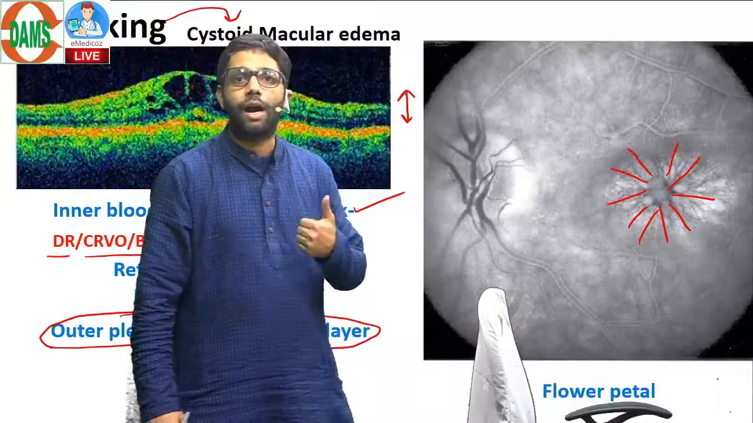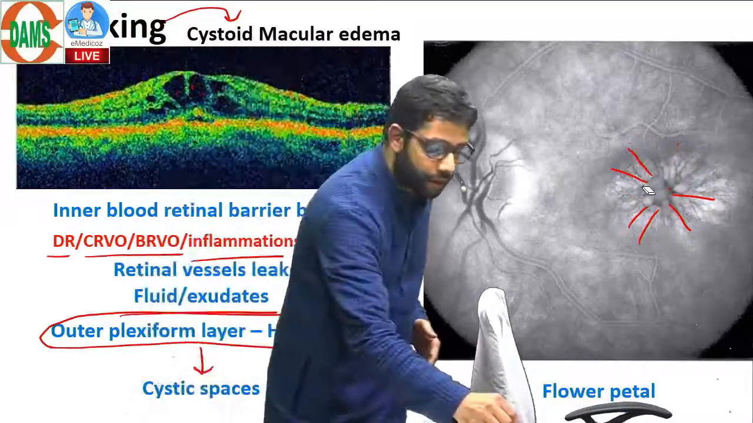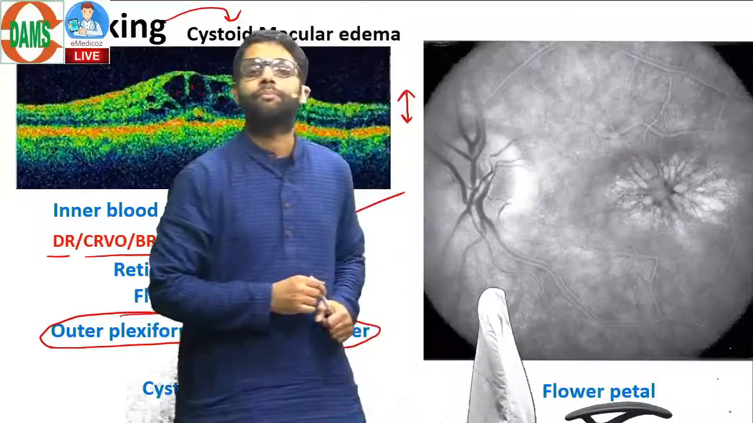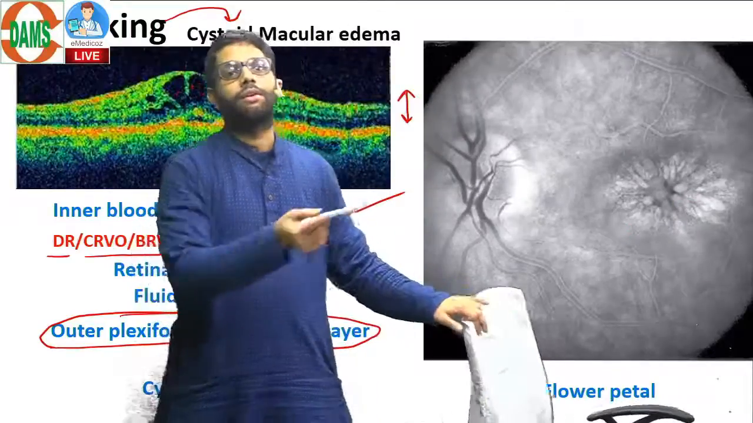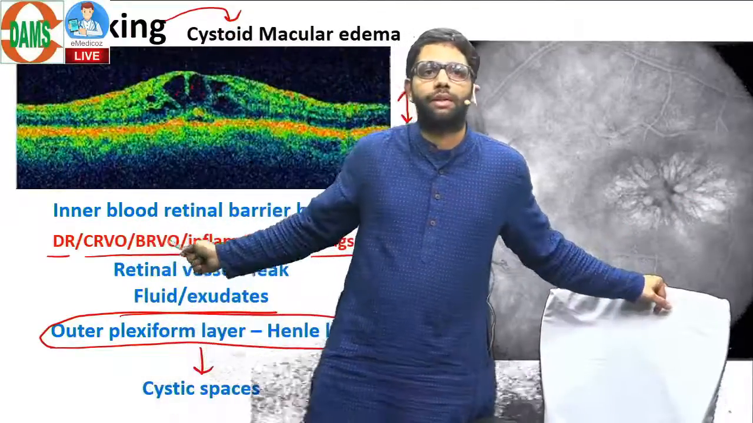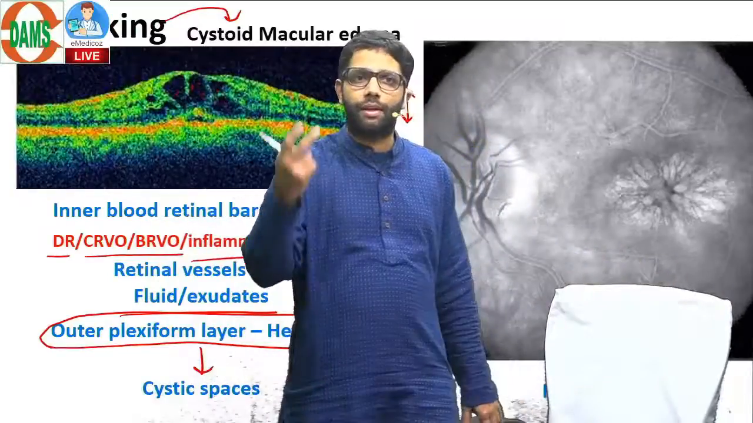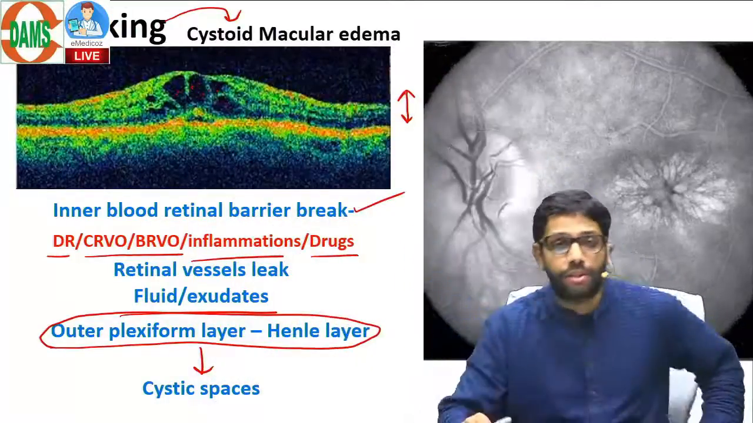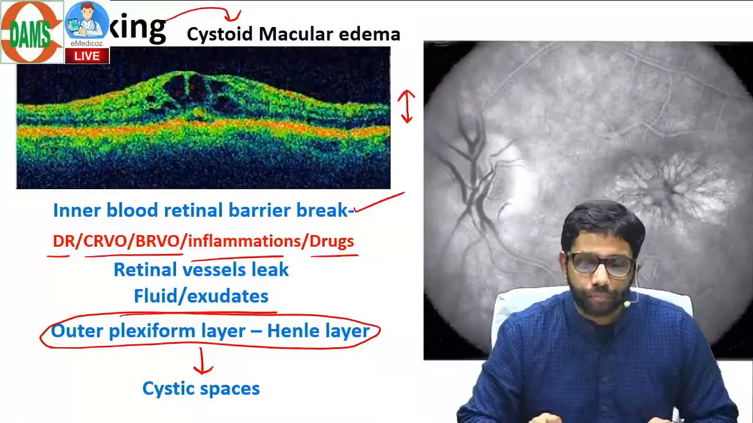Second example of hyperfluorescence. Hyper, right? White is dye is white. Examples, all these examples: diabetic, CRVO, BRVO. Second, leaking. First, pooling. Second, leaking.